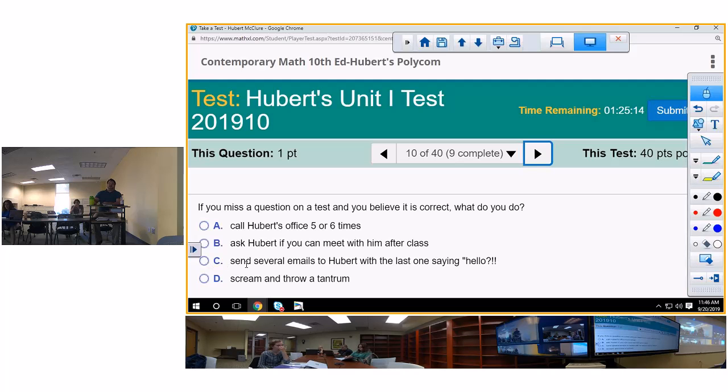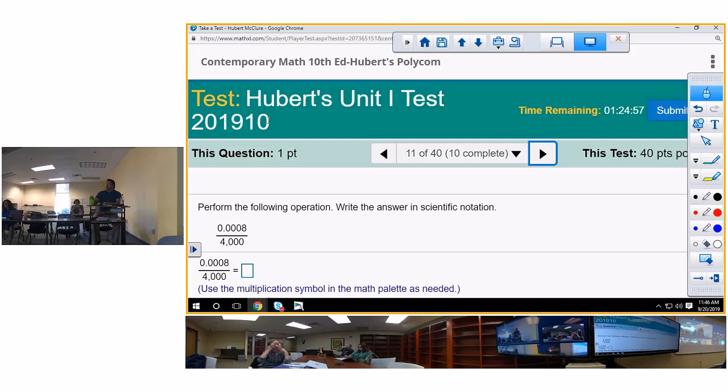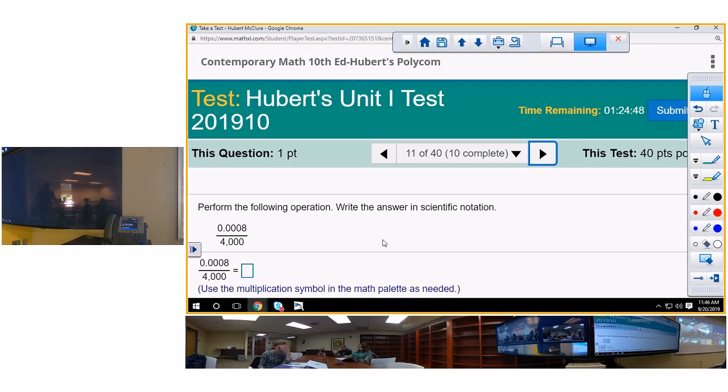I like C. Send several emails to Hubert with the last one saying, hello. People don't understand why I don't reply to emails. I go over it the first 2 weeks. I don't answer emails I've gone over. People really do that. I've already gave y'all examples this semester of people that's emailed me. True. She's not those people.